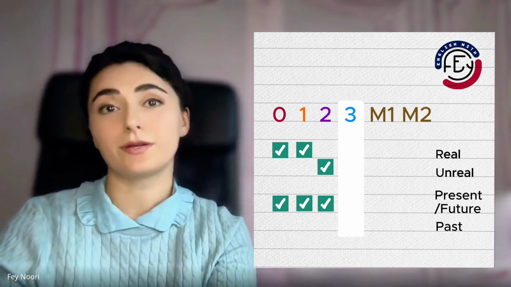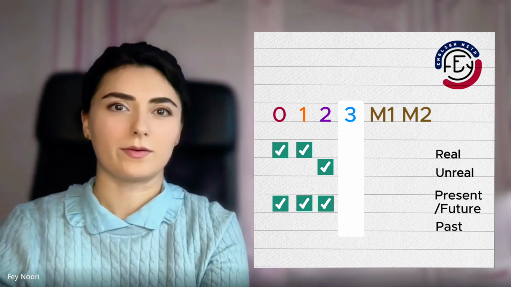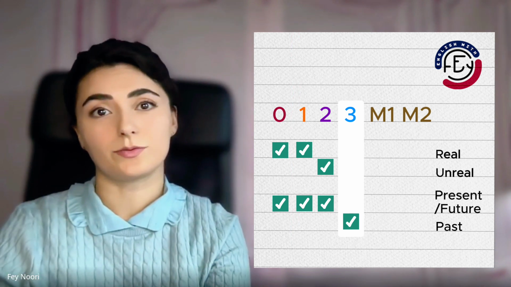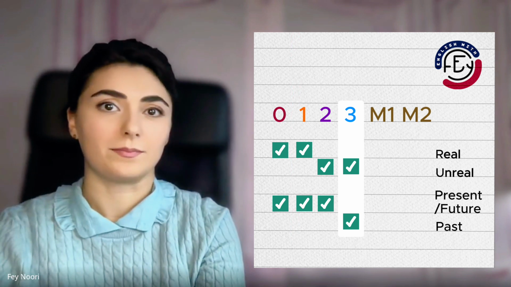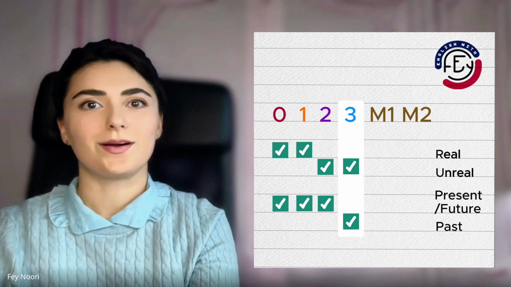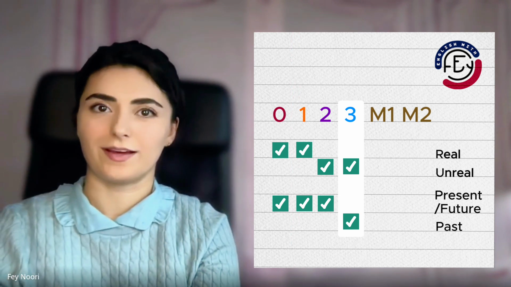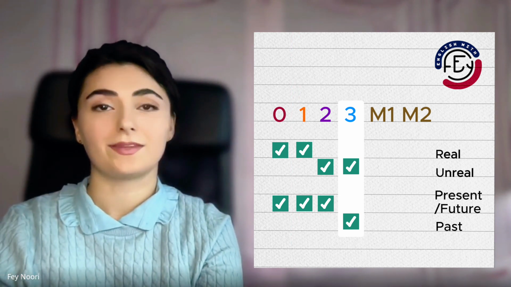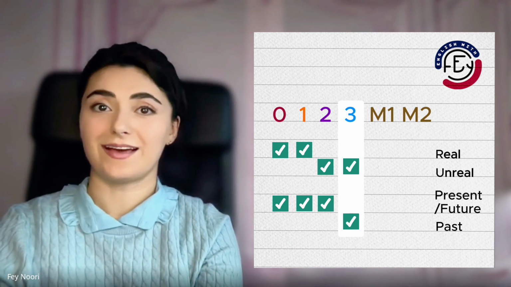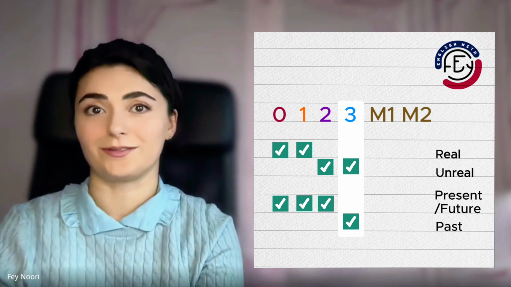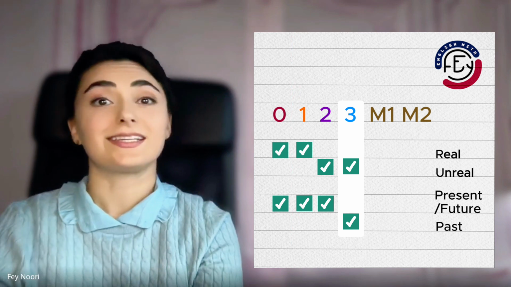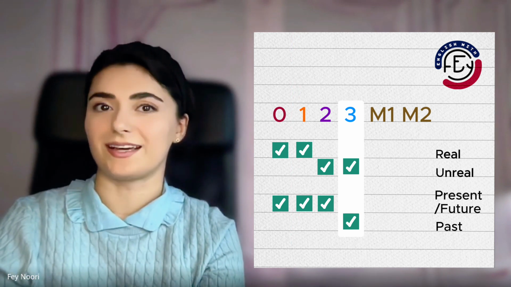And to review type 3 very quickly, we talked about an imaginary past situation with an unreal imagined past outcome. For example, if she had asked me for help, I would have helped her. So in the if clause, we use past perfect. If she had asked for help, or if she had told me that she needed help, I would have helped her. Would plus have plus past participle. I would have helped her. Is it real or unreal? It's unreal. It's an imaginary situation. Did this happen in the present or past? It happened in the past.